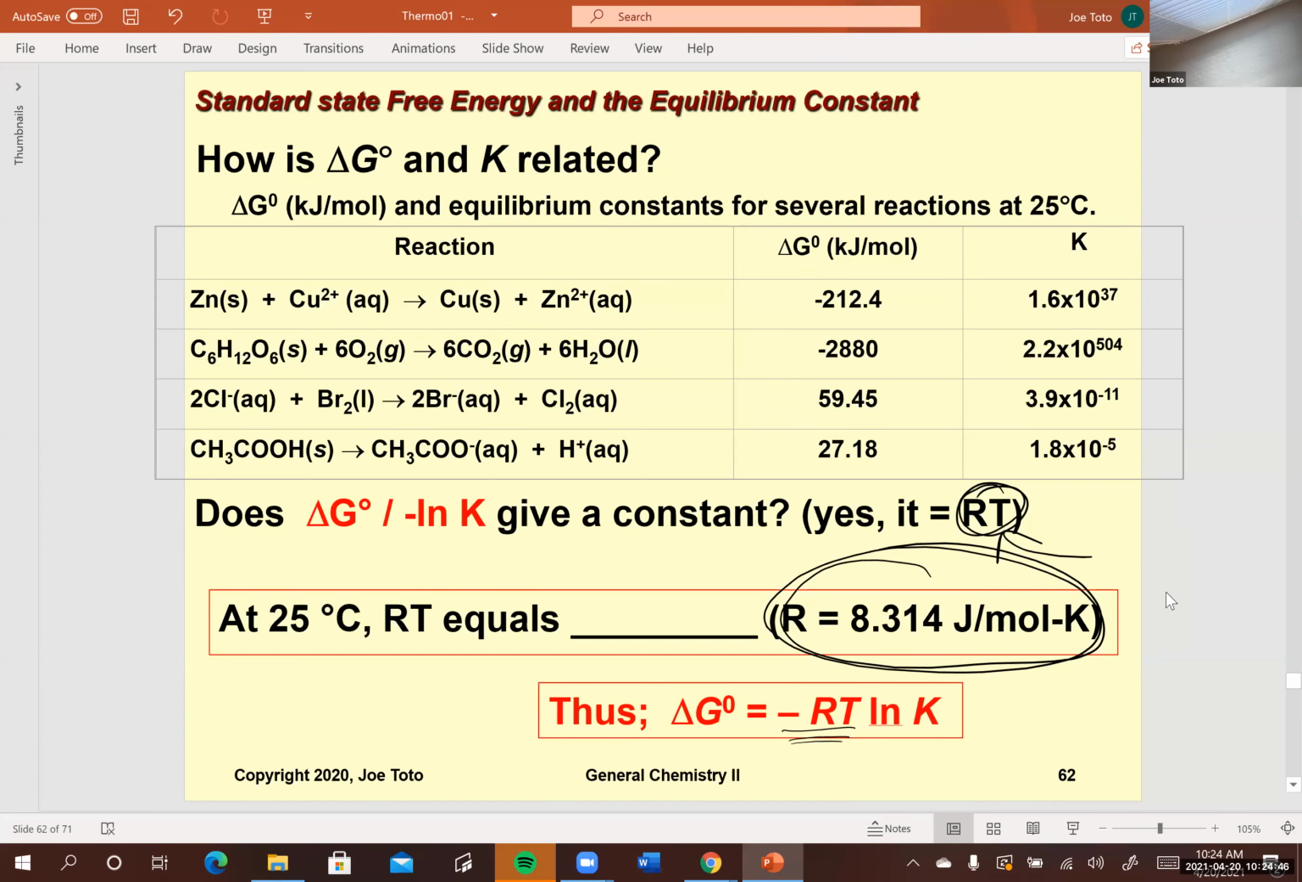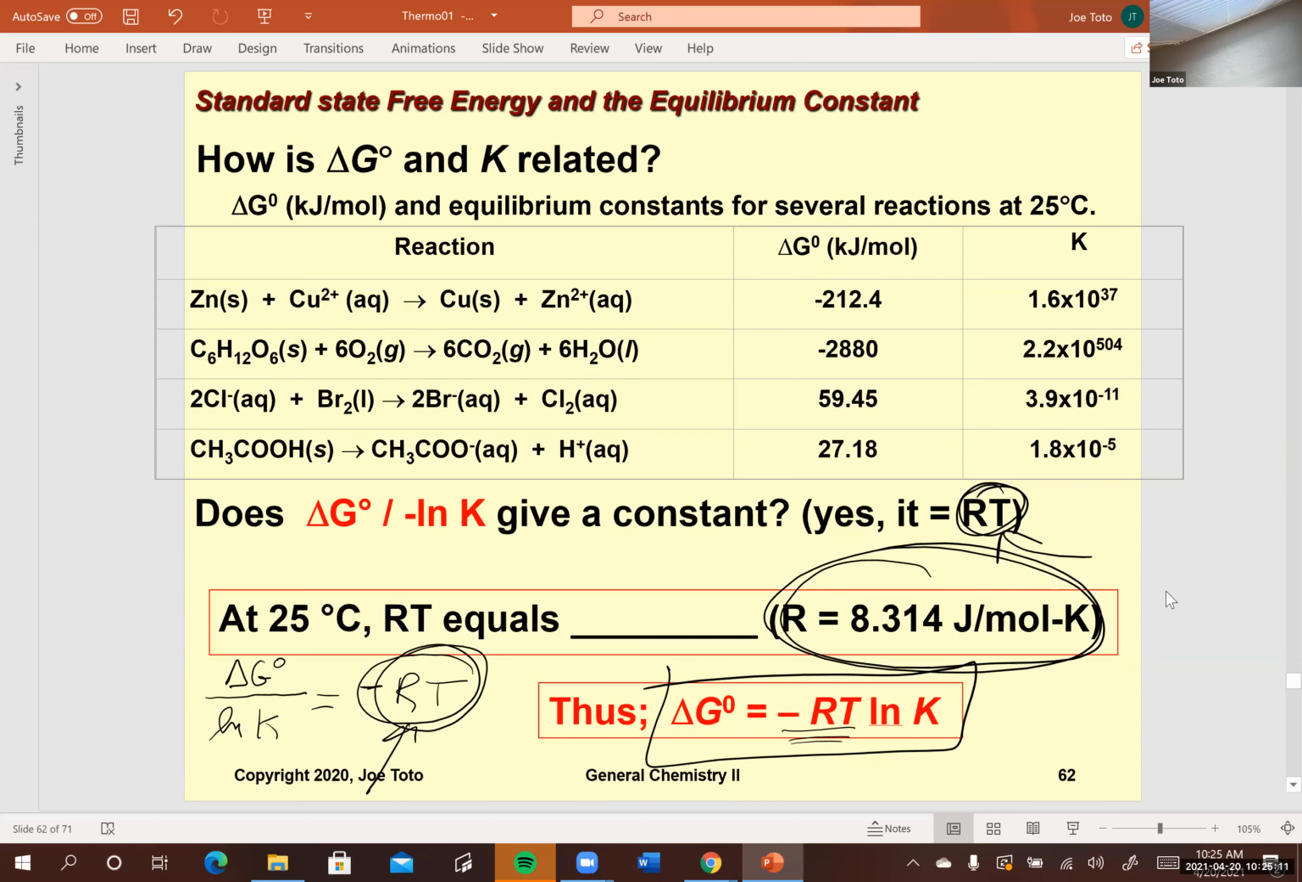And if you look at this analogy, then the equation becomes correct when you use an RT. In other words, if I take delta G0 for all of those reactions, and I divide that by the log of K, in every case, I get minus RT.